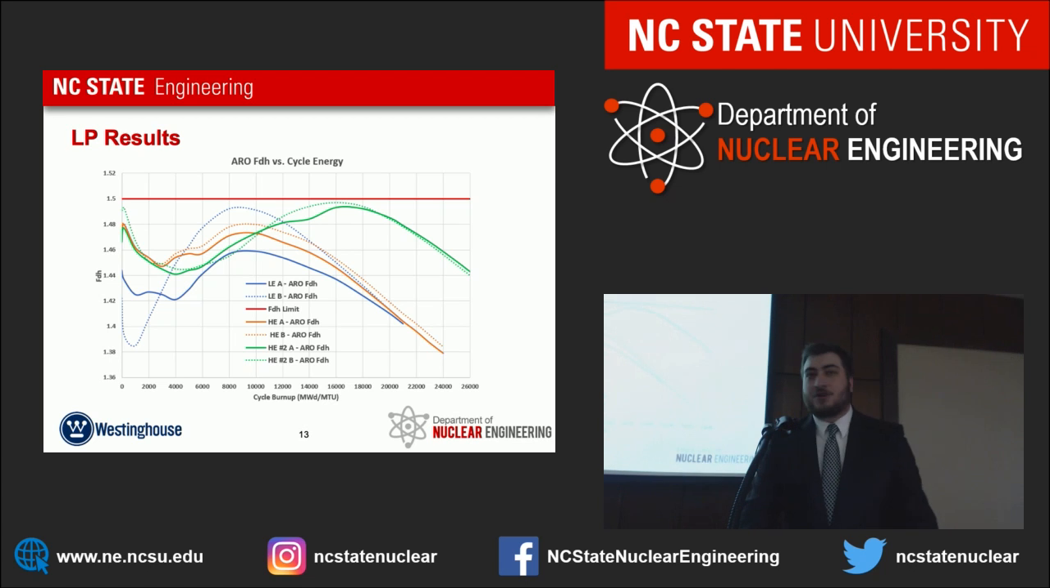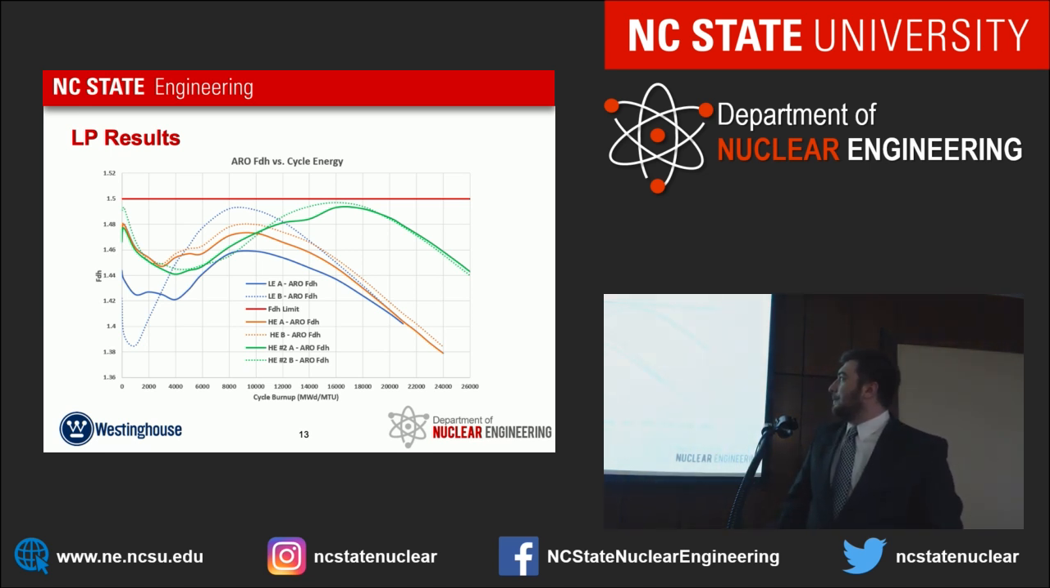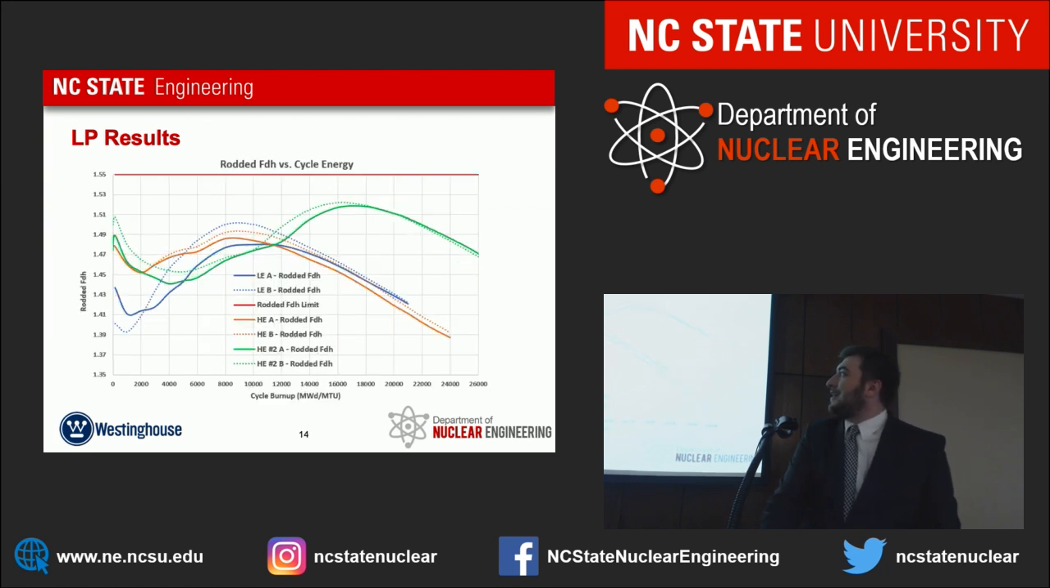Okay, so these are some of the results of the three working cases we have, and this plot shows the limit above in red of 1.5 for the unrodded peaking factors. The green one here was the highest enriched we had, and to really get that to work, we had to introduce a lot of burnable absorbers into it, and that's evident by the less steep curve right here going up. The next plot is just the peaking factors with the rods inserted to the rod insertion limits. Same idea. We have a lot more margin to play with in that one, so we had a much harder time with the unrodded peaking factors.